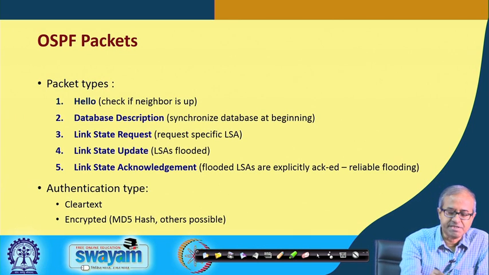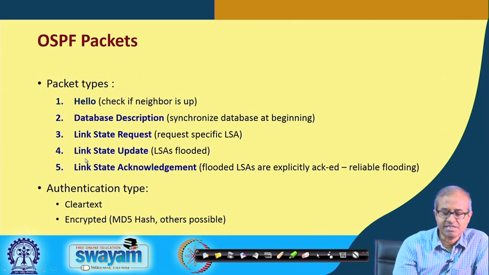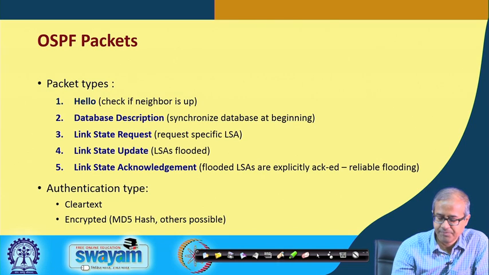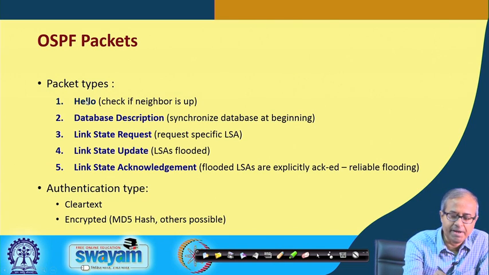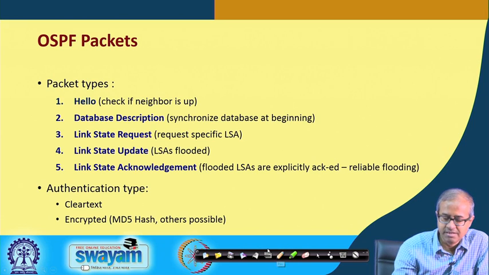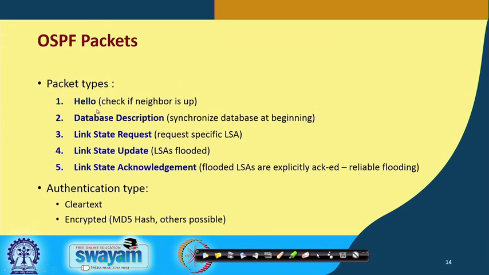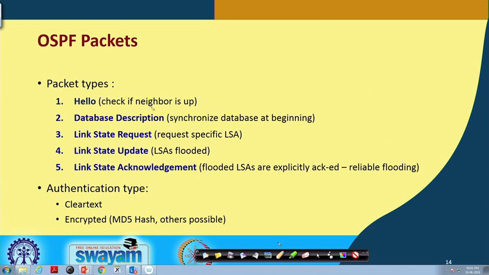Now, packet types: here I am summarizing the different types of packets, some of which I have already mentioned. There is the hello packet I have already mentioned. It actually says whether a neighbor is up and running or not. Database description: this is used at the beginning, just initially when the network is up, a database description packet is sent to synchronize the database of all the routers.